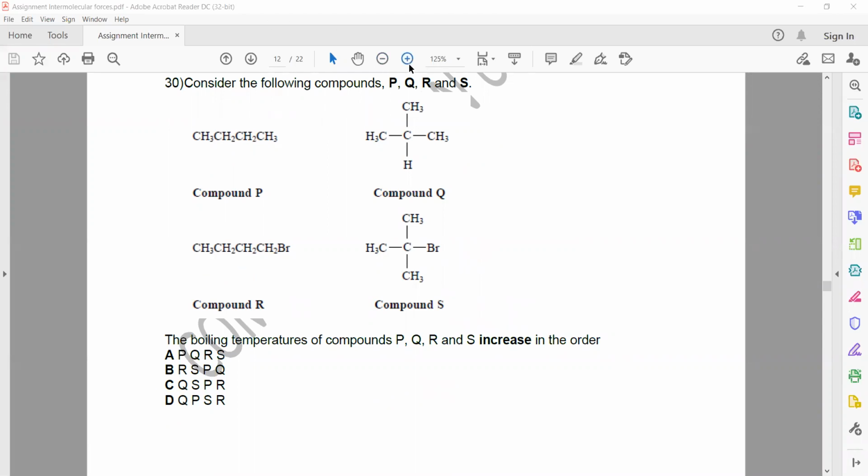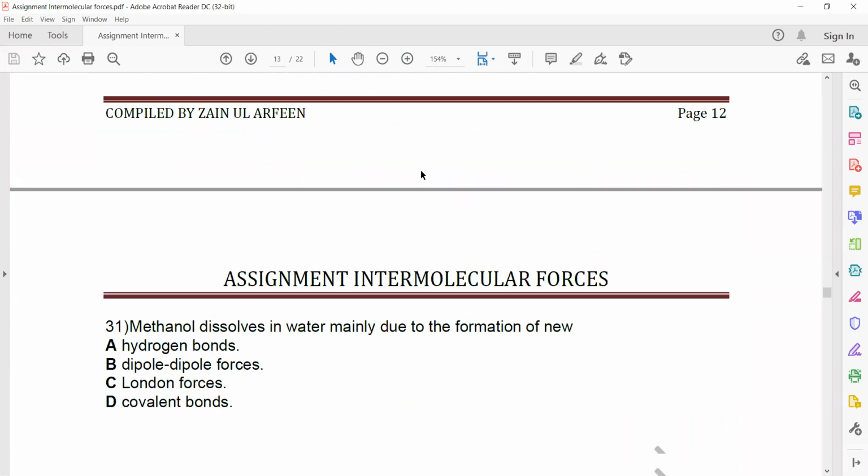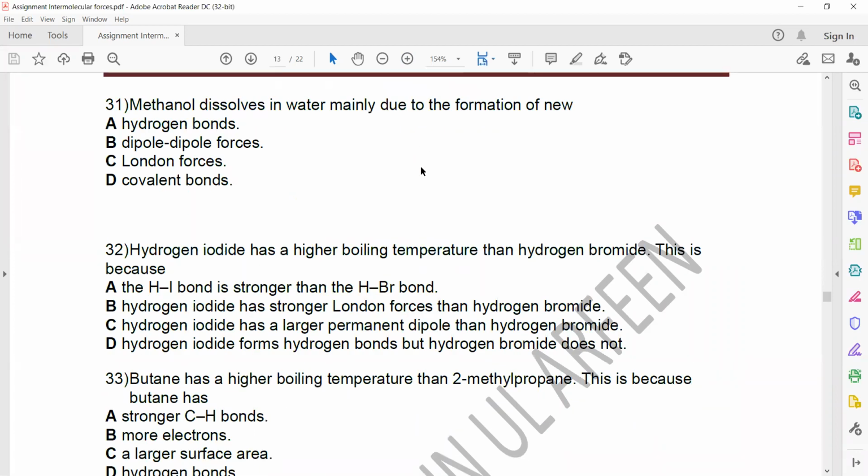So you have to check whether it's straight or branch, and then you have to check the type of intermolecular force that exists.